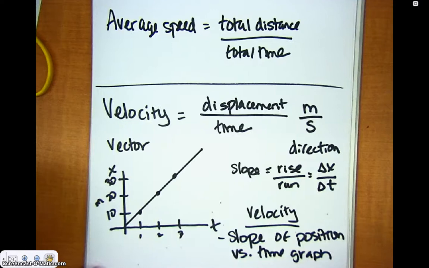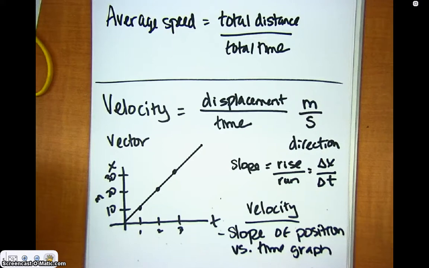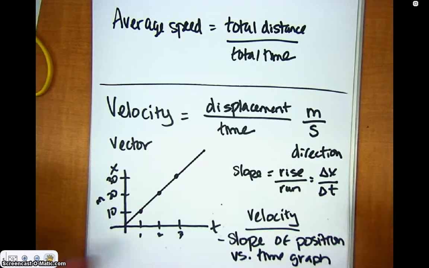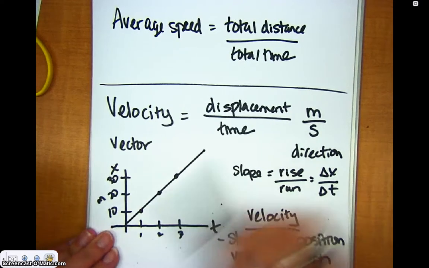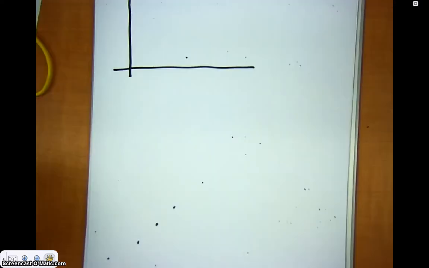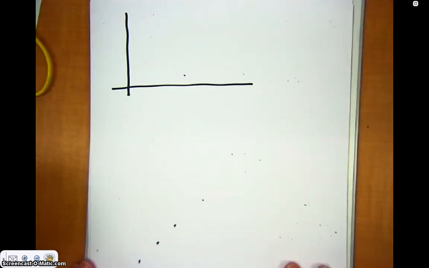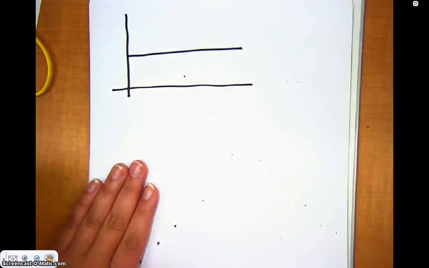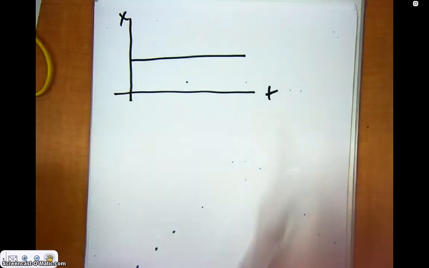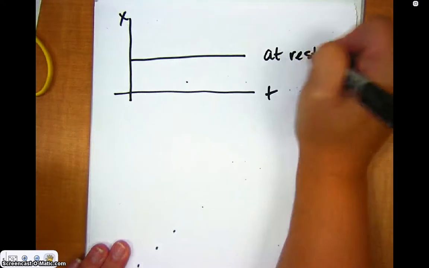Alright, so let me just give you an example of another basic graph, right? So we know that this is some positive constant velocity. It's not changing. There's one slope, right? Let's say we look at the car and the car's just sitting still, right? If the car's sitting still, then its velocity should be 0. So this would be the slope of a position versus time graph for something that's not moving. So this is at rest, right?